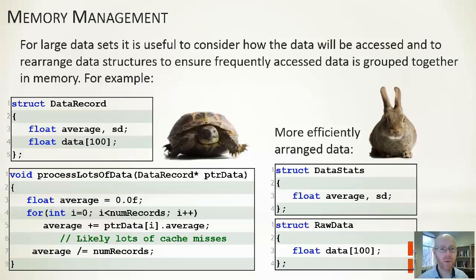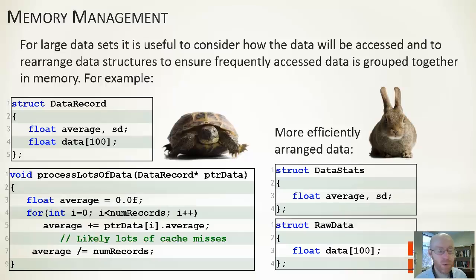So I'm going to show you an example on the left-hand side next to the tortoise, which is a bit slow, and then a faster version next to the hare. So let's look at the data structure over on the left-hand side. It is a struct. Inside that, we've got a couple of variables, one for an average, one for a standard deviation, and then we've got a clump of 100 items of data. So that data record takes some data, and alongside that has a few measurements, average and standard deviation.